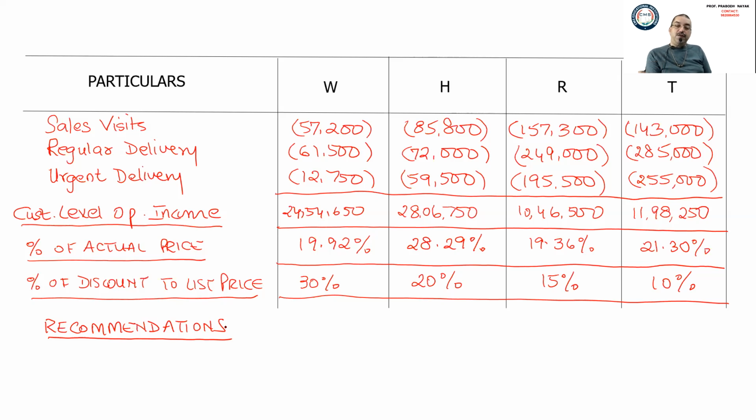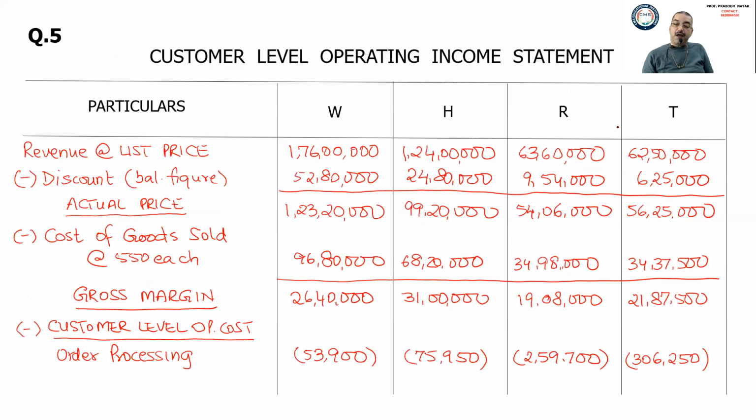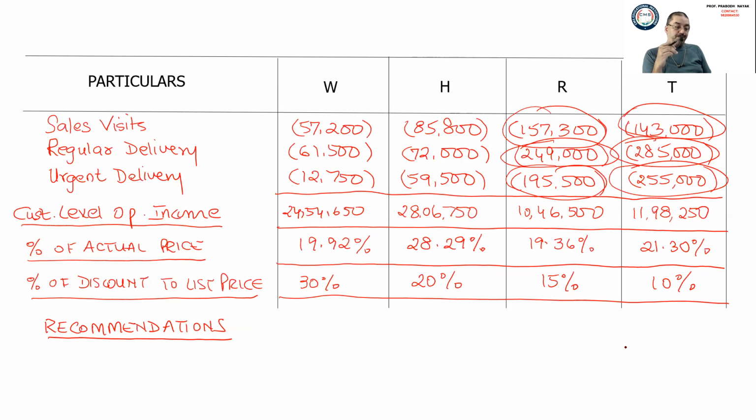Now, one of the reasons you can see over here is that we are having a very high delivery and urgent delivery cost as compared to the remaining two customers, W and H. It is 2,49,000 and 2,85,000. And even the sales visits are more. The cost is more. So all these figures are higher for R and T. You can see that operating costs are higher for R and T. So as compared to the first two customers, the last two customers have high operating cost.